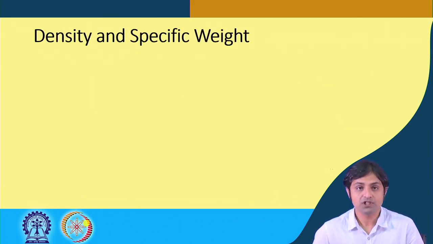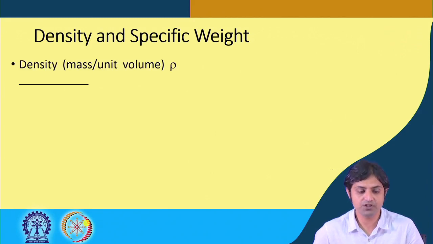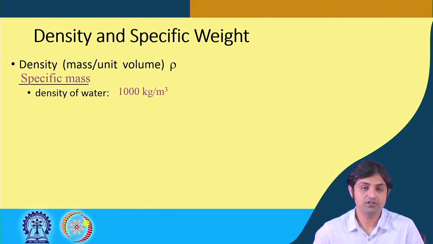Now going to density and specific weight, just to give you a brief revision from before. Density is defined as mass per unit volume, rho. So this is called specific mass. Density of water is 1000 kilogram per meter cube.